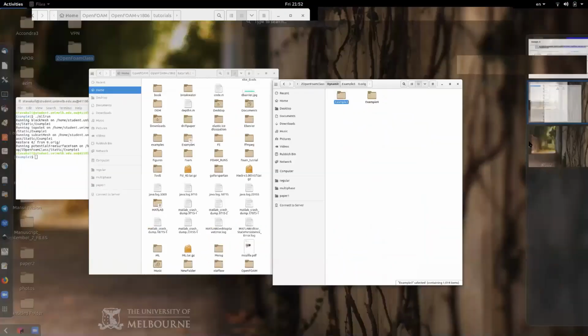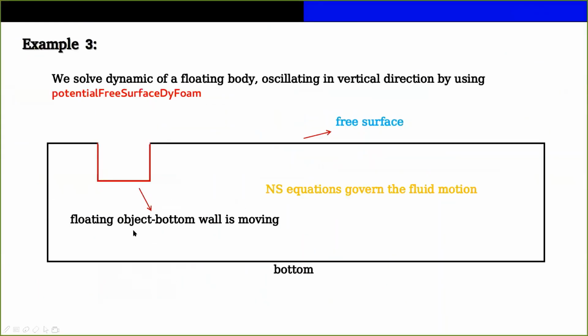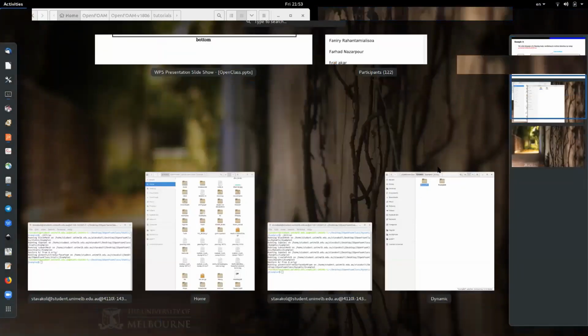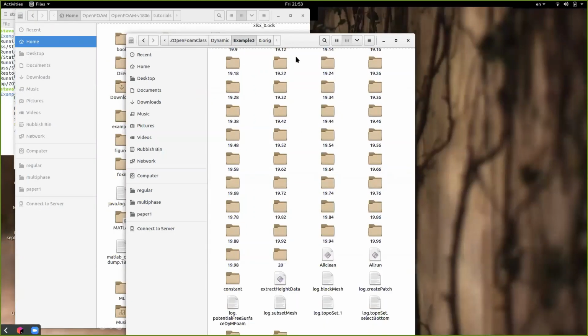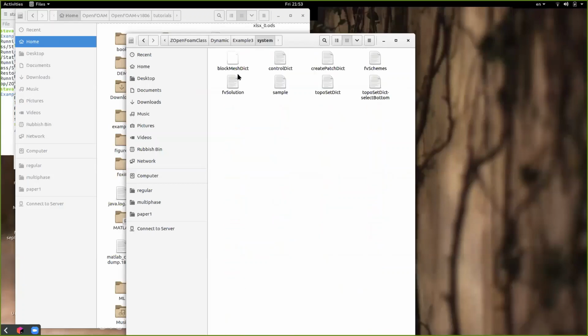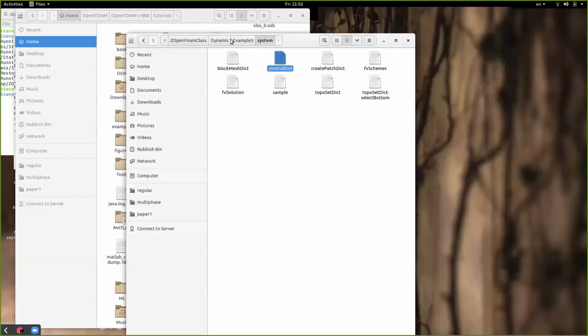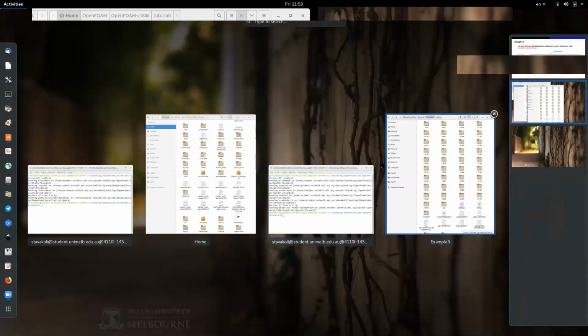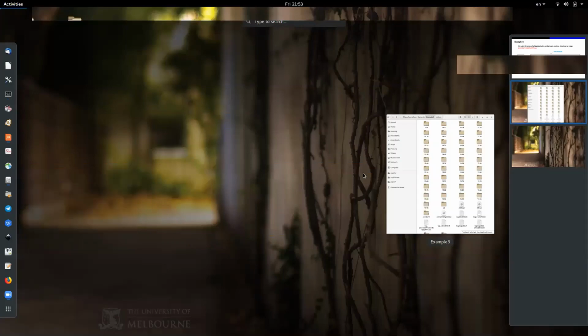In another example, let's change this problem a little bit. What we did here was set the problem to be dynamic. I forgot to tell you that everything is the same, except in the controlDict you set the application to be potentialFreeSurfaceDyMFoam, because you've got dynamic cases. To make the problem a little different, I need a couple more minutes. Let me close this, it's a little bit messy.